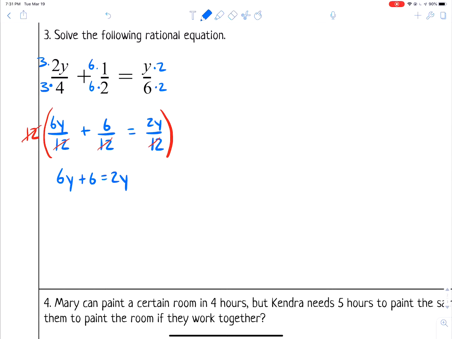So 6y plus 6 equals 2y. I'm going to subtract 6y. So I get 6 equals negative 4y, and then I just need to divide both sides by negative 4. So I get negative 3 over 2 equals y. And in this one, I actually did not have any restricted values, so I don't have any possibility for extraneous solutions. And that is because in the denominator, there was no variable.